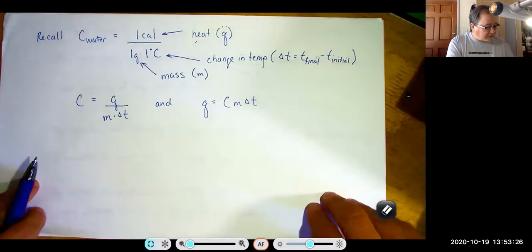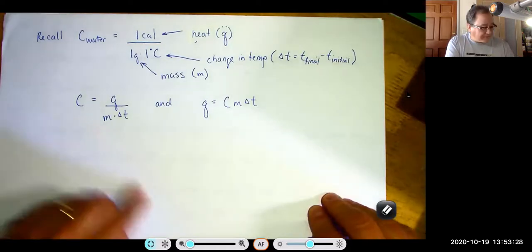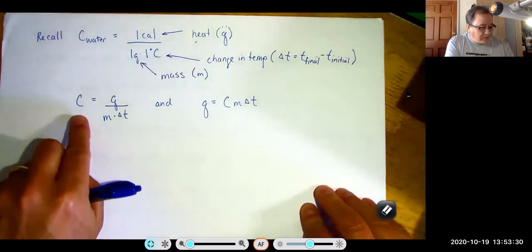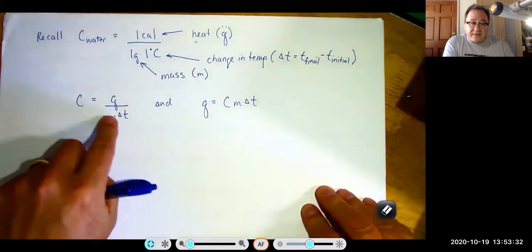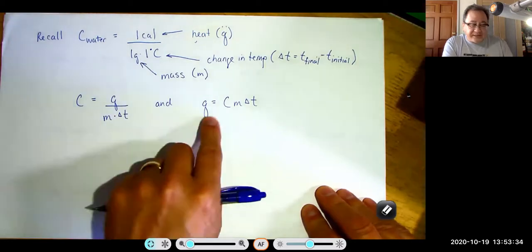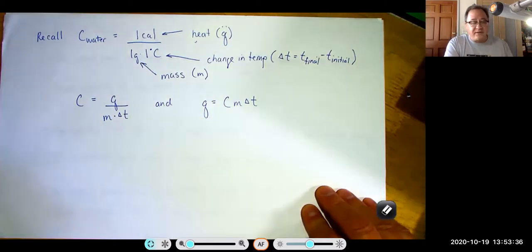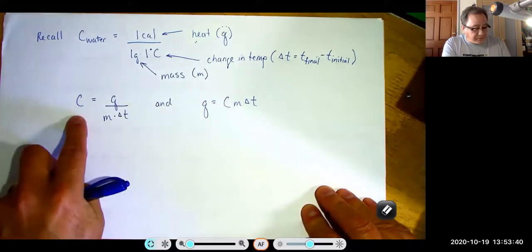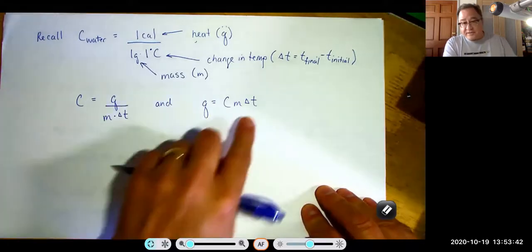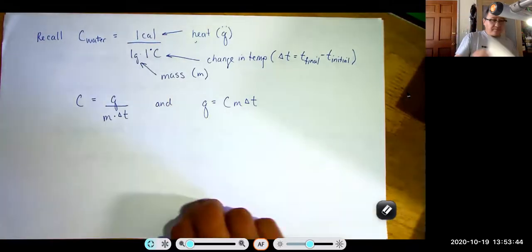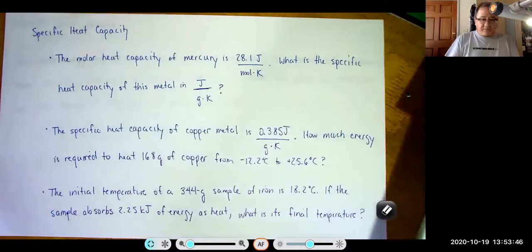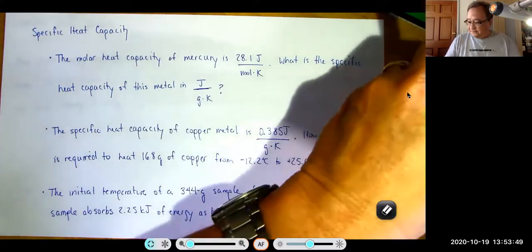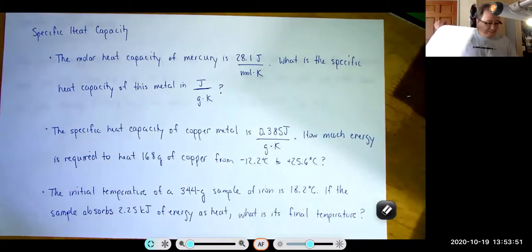Okay, so this is the formula you want to remember for specific heat capacity. C equals Q over M delta T, or Q equals C M delta T, one or the other. They're both the same. Sometimes you're solving for C, sometimes you're solving for Q. Sometimes you're solving for T. So let's take a look at some problems here so that we can see how to solve them.